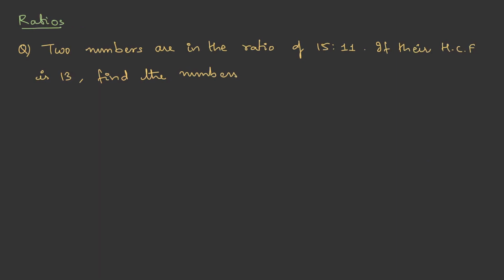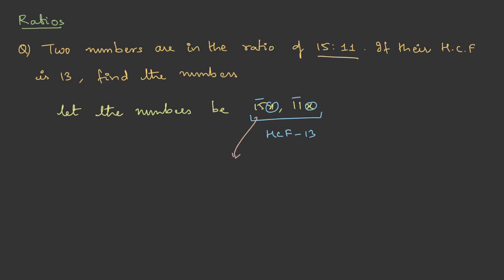And sometimes we see questions based on the ratios. Here we have one question: two numbers are in the ratio 15:11. If their HCF is 13, find the numbers. Let me take the numbers as 15x and 11x. They said for 15x and 11x, the HCF is 13. Clearly you can see 15 and 11 have nothing in common, so definitely this x must be 13. So, this number will become 15 into 13, that is 195, and this number will be 11 into 13, that is 143. You can even cross verify, try to take the HCF of these two numbers, it will definitely come 13.